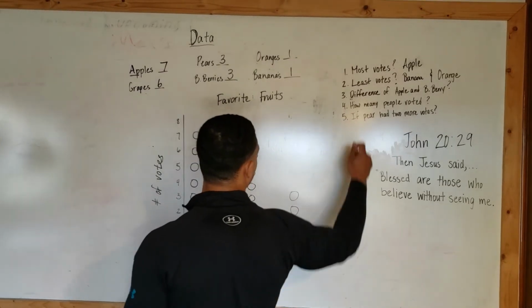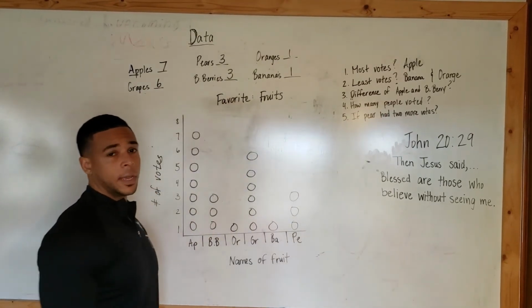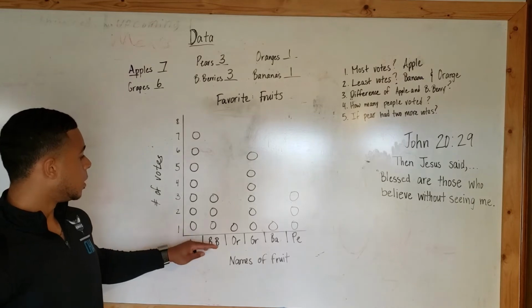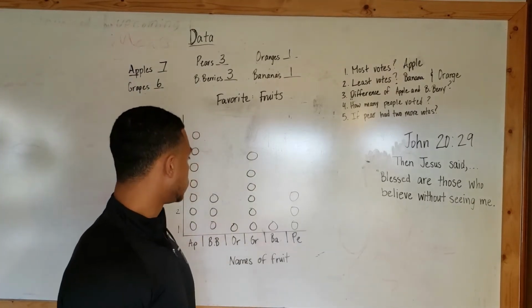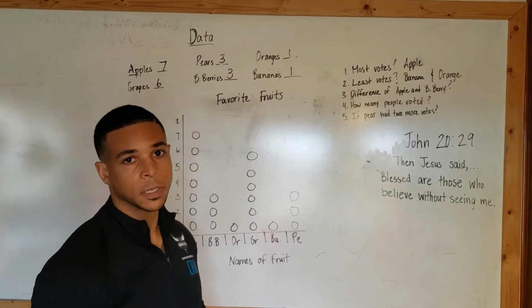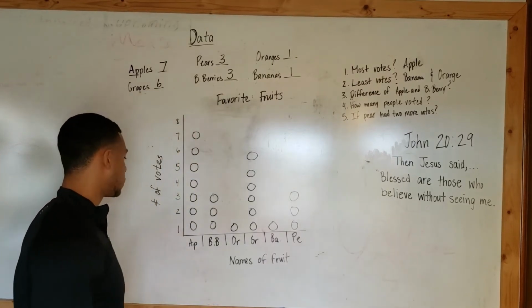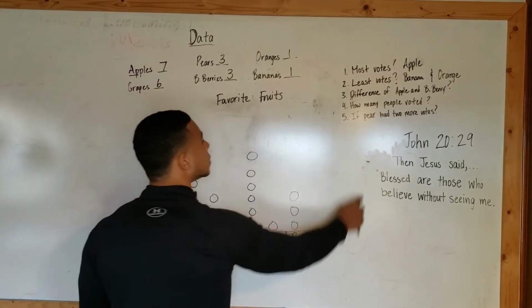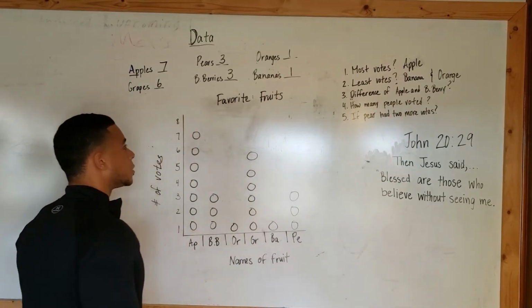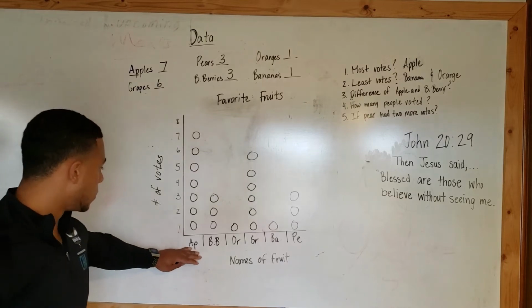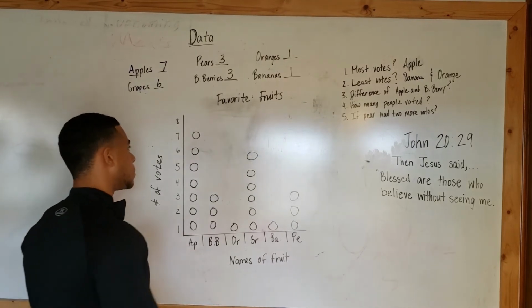Number 3 is looking at what is the difference of apple and blueberry. And if you remember from early on in the year, difference always means the answer to a subtraction problem. Sum would mean the answer to an addition problem. Difference, answer to a subtraction problem. So difference of apple and blueberry, whenever you're subtracting, you want to start with your larger number. Your larger number in this case would be apple with 7 votes.